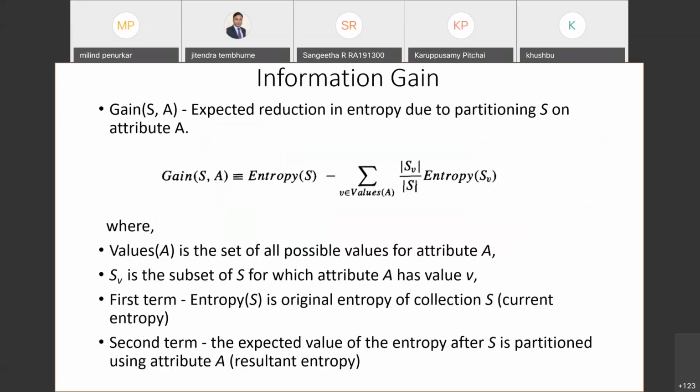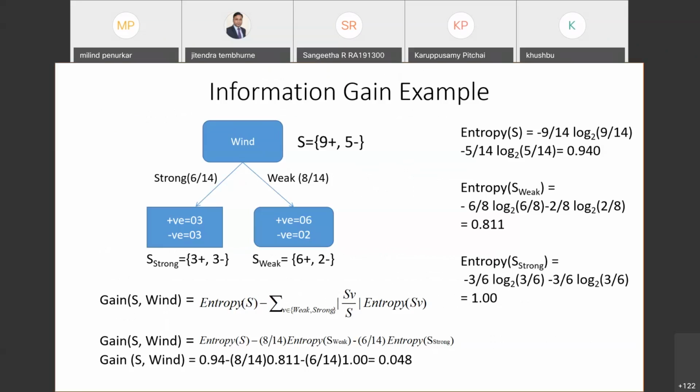On the right hand side, wind is weak, and I have 8 such examples. That shows me that my S weak set will contain 8. How many positives? I have 6 positives. If wind is weak, then 6 training examples show that yes, you can play tennis, and 2 are negative. So S weak is [6+, 2-], and S strong is [3+, 3-].